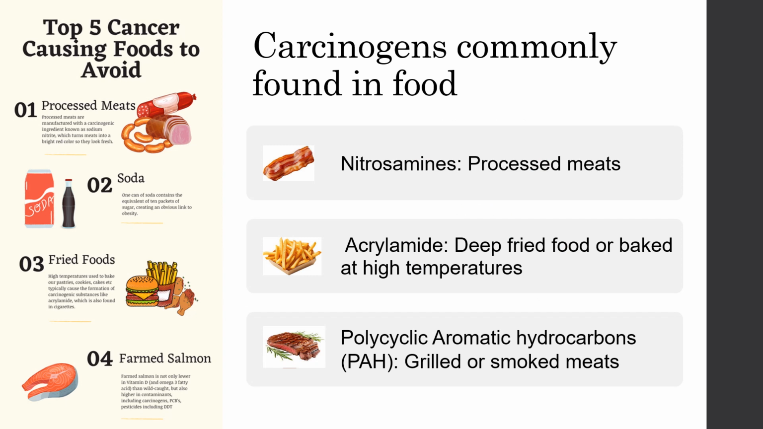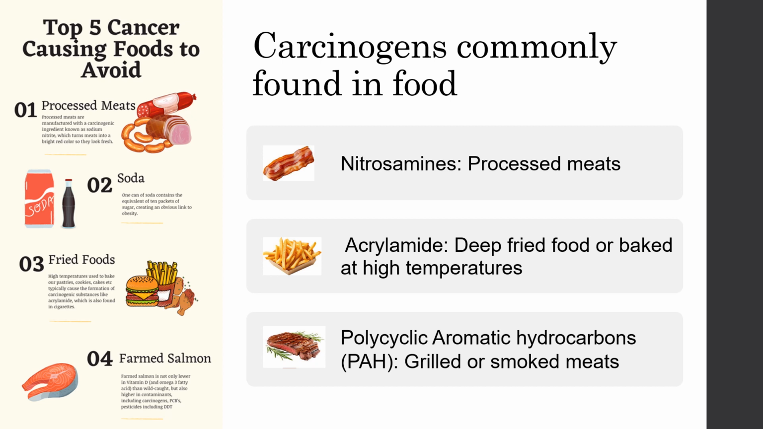The most common carcinogens found in food are nitrosamines, acrylamides, and polycyclic aromatic hydrocarbons, also known as PAH. Nitrosamines involve processed foods. Acrylamide involves foods that are deep fried or baked at high temperature, and PAH is found in grilled or smoked meats or fish.